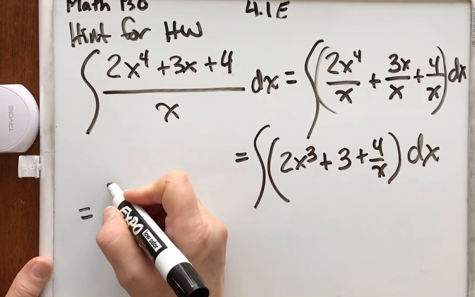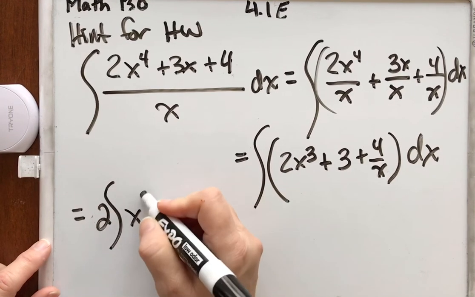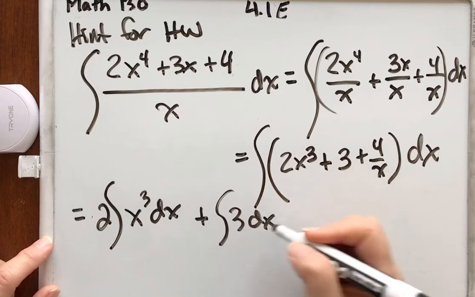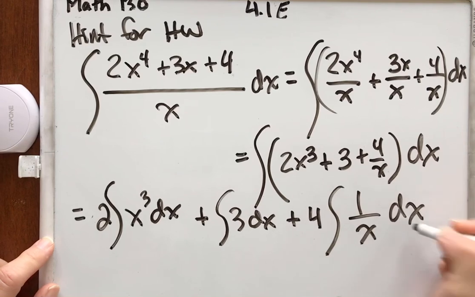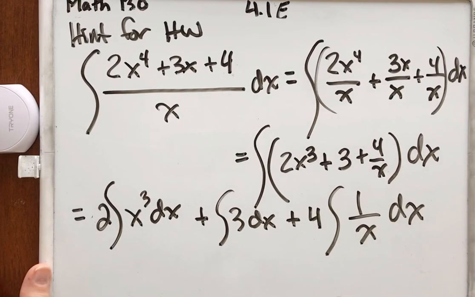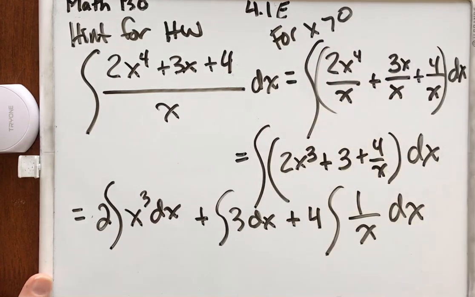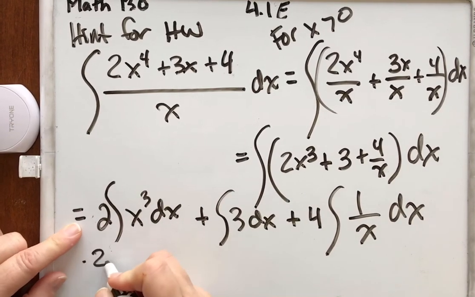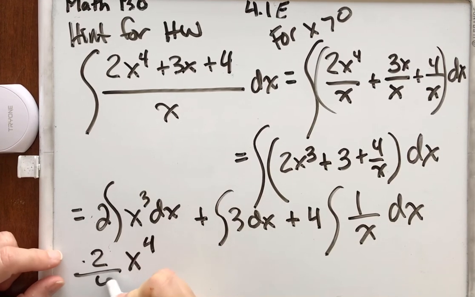So this equals the integration. I'm going to bring out the 2 because it's constant: the integral of x cubed dx, plus the integration of 3 dx, plus bring out the constant 4, the integration of 1 over x dx. Now for simplicity, I would state this problem for x greater than 0. Okay, so now we know x is greater than 0. Let's continue our integration. We're going to keep this 2. We know we're going to add 1 to 3, so that's going to be 4, and we're going to divide by that number.